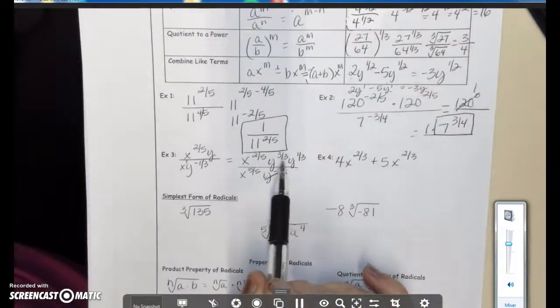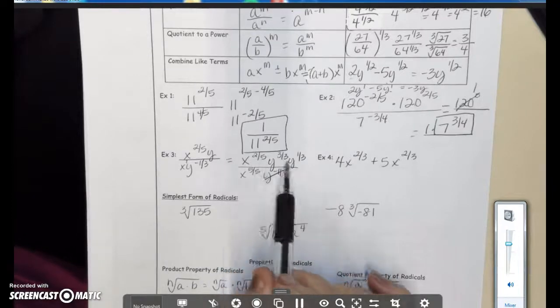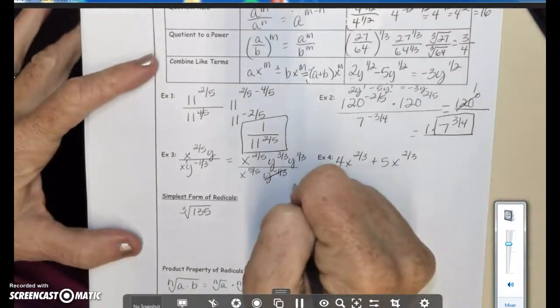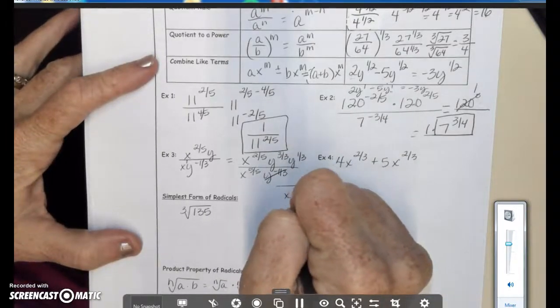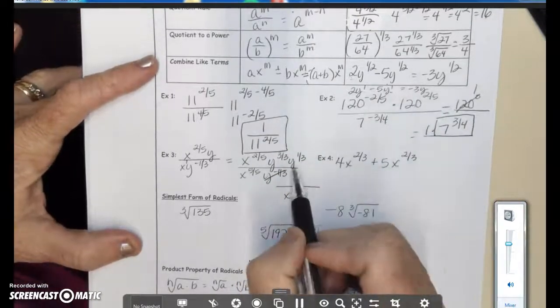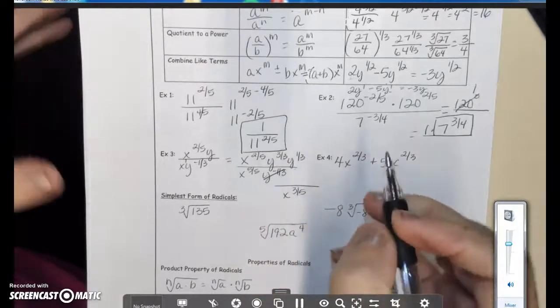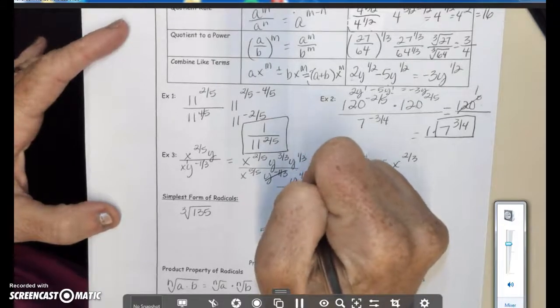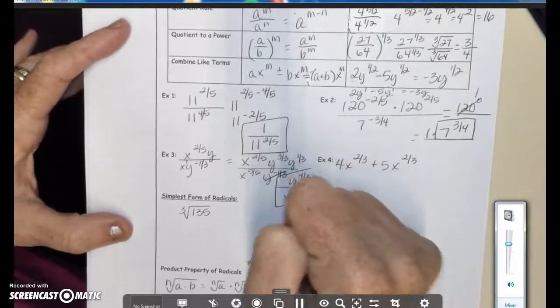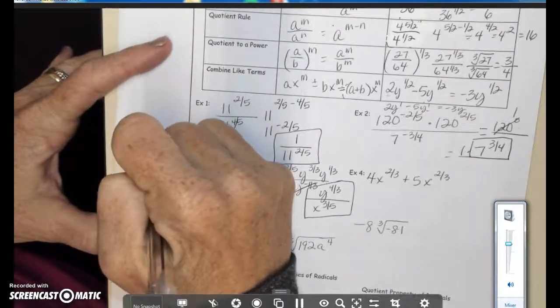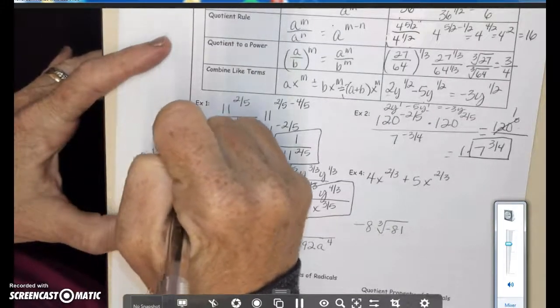Now you're really just asking yourself, do you have more of each base on the top or the bottom? If I look at the x's, I have more on the bottom by 3. So in the denominator, I'm still going to have x to the 3/5. My y's are all now on the top. They're all positive. 3/3 plus 1/3 is 4/3. And I'm simplified. Remember that you don't want any negative exponents.